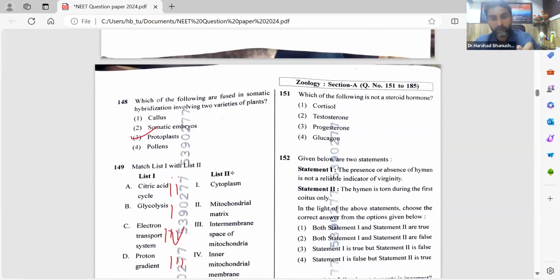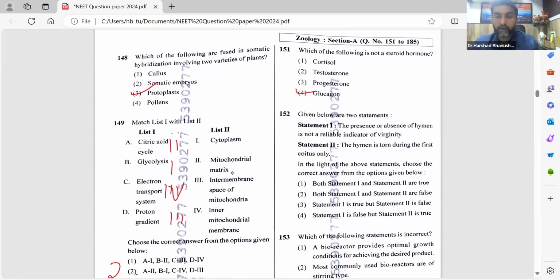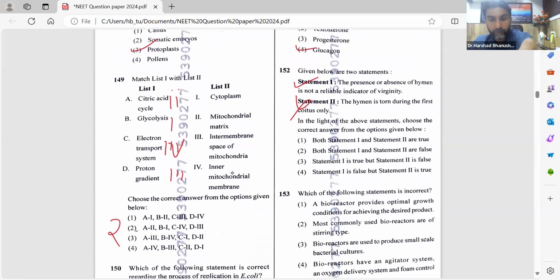We go to the zoology section. Glucagon is an example of a polypeptide. It's not a steroid. So this is the answer. Presence or absence of hymen is not a reliable indicator of virginity. That's correct. Hymen is torn during first coitus only is wrong, because it can be torn because of exercise also. So the first statement is correct. Second is false. So answer would be option number 3.